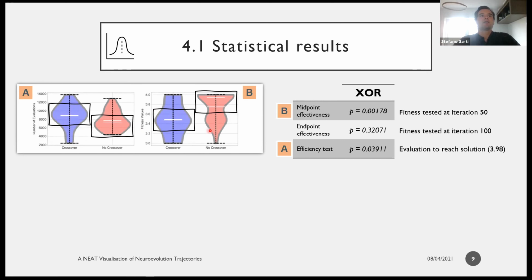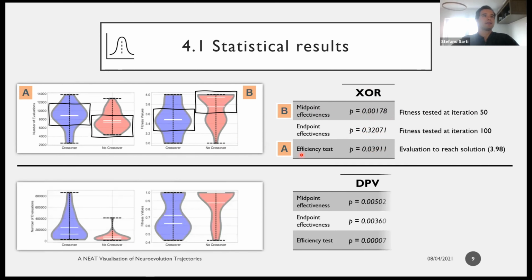And for the fitness value, this is the quality of the solution. This part depicts the midpoint effectiveness, which was tested at 50 generations for XOR. As you can see, the values reside higher for the no crossover, indicating that the quality of the solution is significantly higher. The only point where we don't see significance is at endpoint effectiveness.